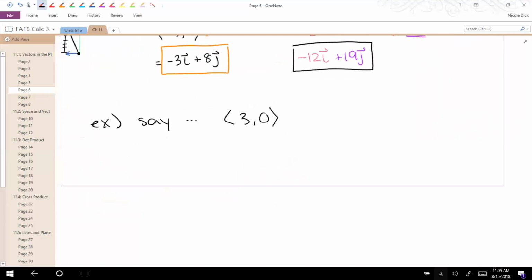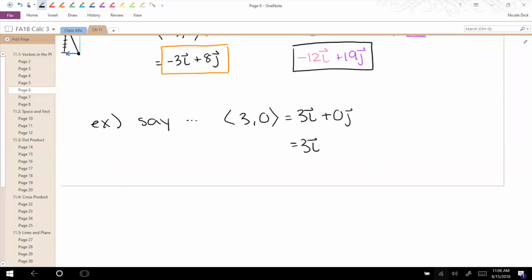So if we write this one as a linear combination of i and j, what are we going to get? We're going to have 3i and then nothing. If you really want, you can write plus 0j, but 0 times anything is just 0. So just writing this as 3i is all we're going with. That's really the only time 0 is going to contribute to this, if there's no change in that direction.